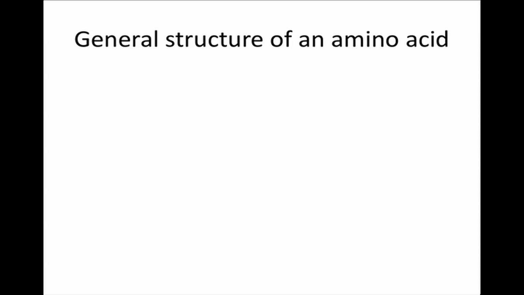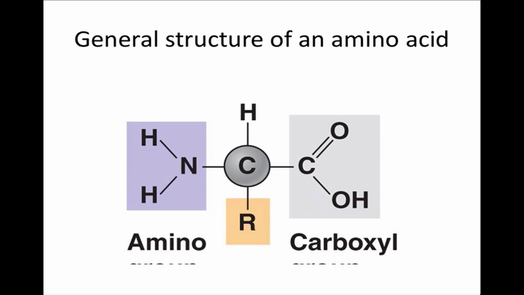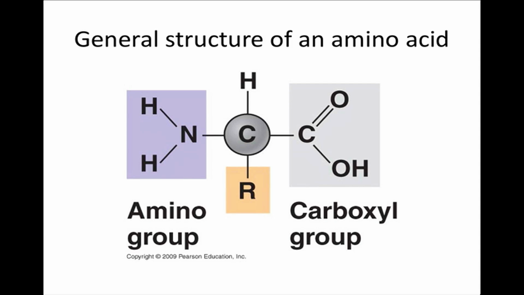General structure of an amino acid. Protein diversity is based on differing arrangements of a common set of just 20 amino acids. Amino acids all have an amino group and a carboxyl group. The structure of the R group determines the specific properties of each of the 20 amino acids that are found in proteins.